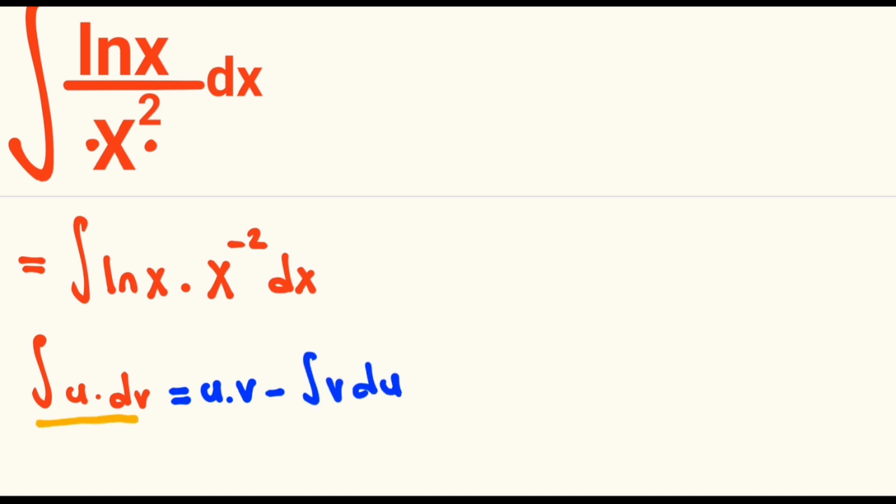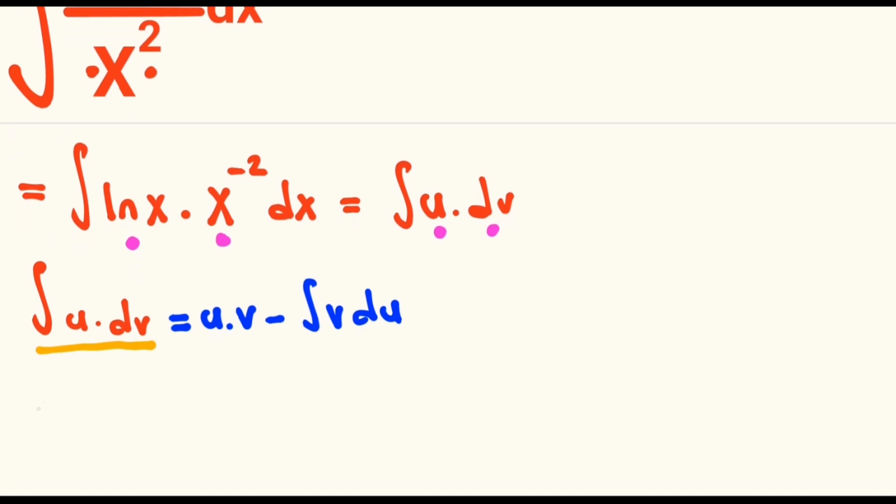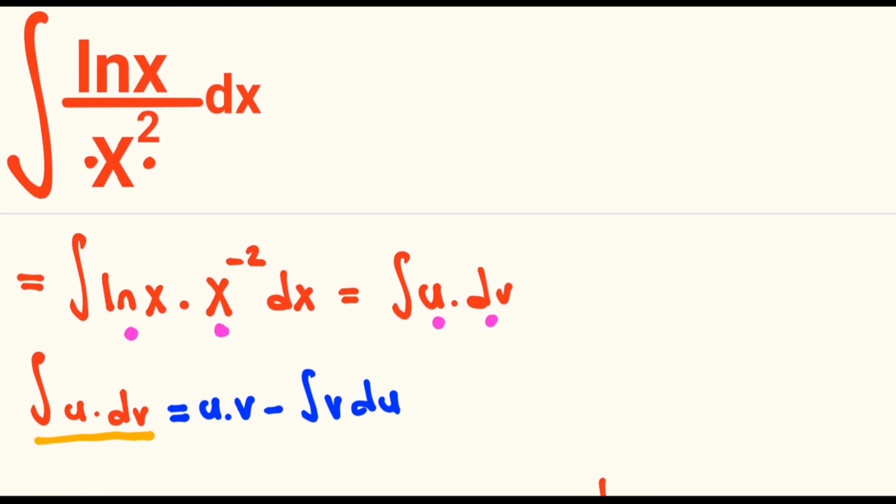This part of the formula for integration by parts corresponds with our integral. So we have u multiplied by dv corresponding with ln x multiplied by x raised to the power negative 2. So one of the functions between ln x and x raised to the power negative 2 will be equal to u, and the other function will be equal to dv. We have to determine which will be u and which will be dv between ln x and x raised to the power negative 2. We do that with the aid of the ILATE rule.